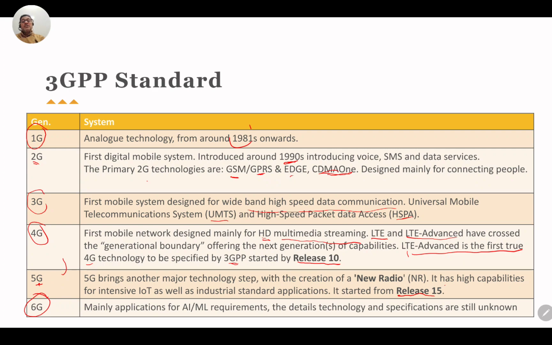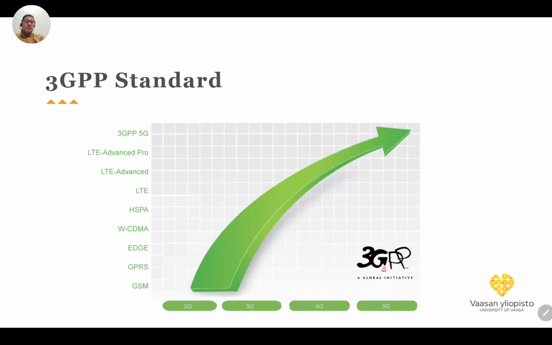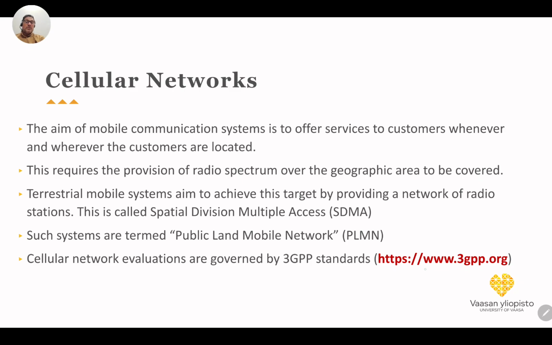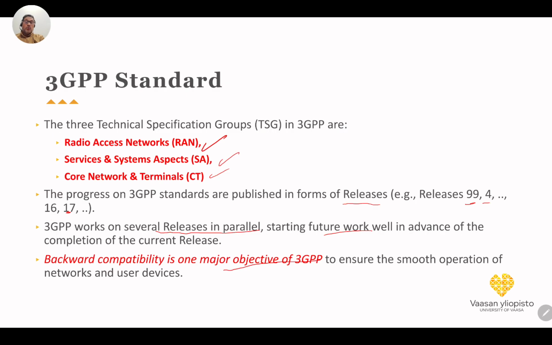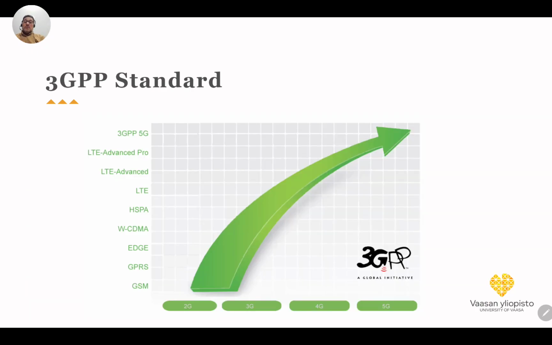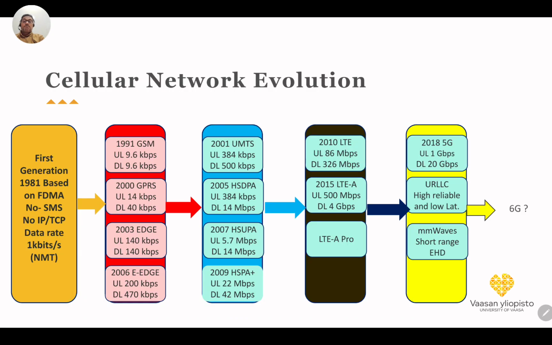Okay, so actually, if you go to the 3GPP standard, you can find all these releases available. This is the website, 3gpp.org. If you go there, you can find more about those releases and more explanations about each standard. You can see that this is the 3GPP project. It starts from 2G, and now they are going for the fifth generation and going further toward 6G.